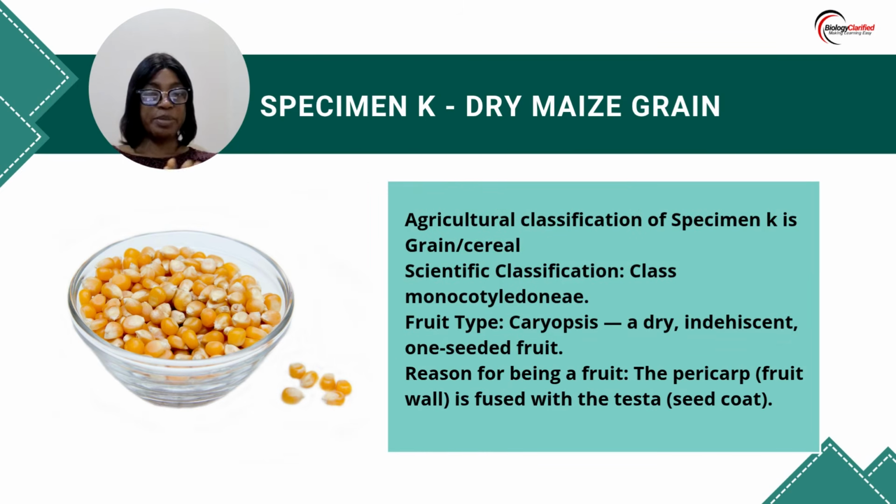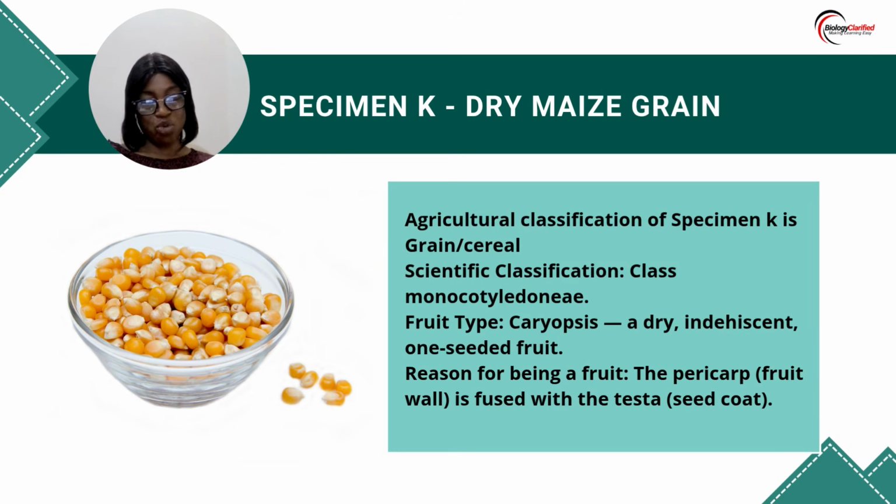So we move to specimen K. We are told to provide dry maize grain. Agricultural classification is grain or cereal. Scientific classification, that's when you look at the class. The class of maize is monocotyledonae. The fruit type is caryopsis, a dry indehiscent fruit. It is a one-seeded fruit, dry indehiscent, it does not split.